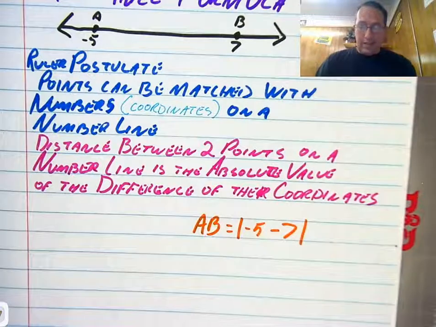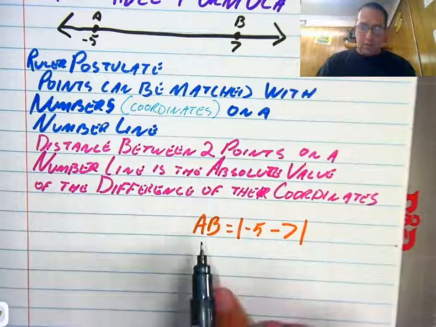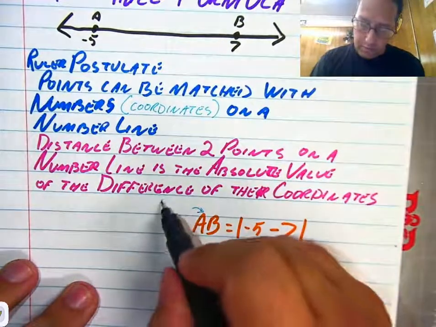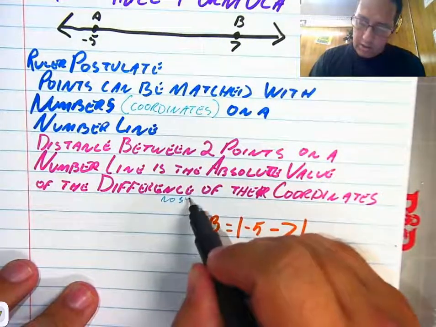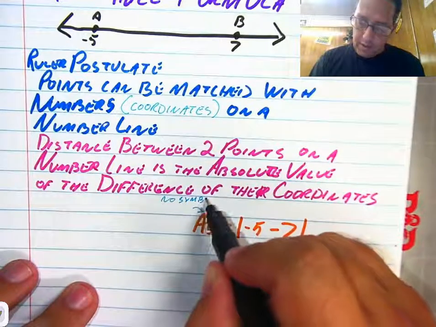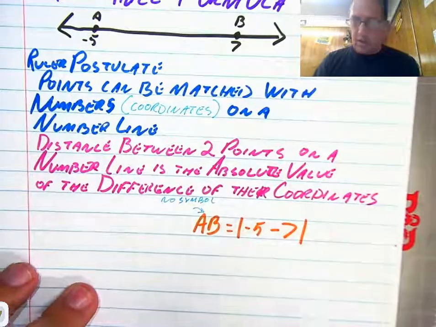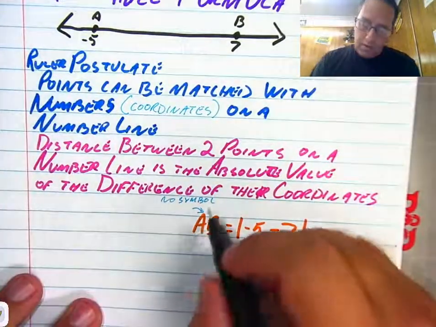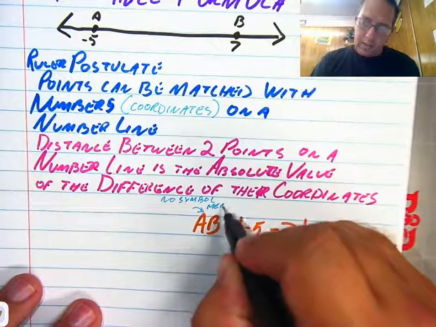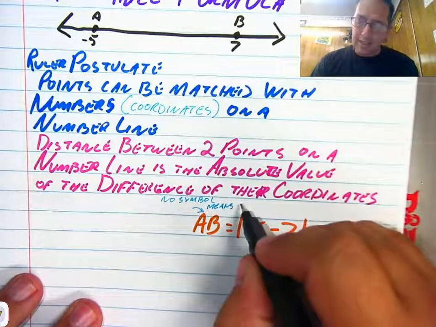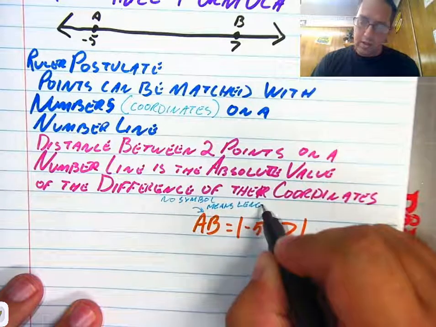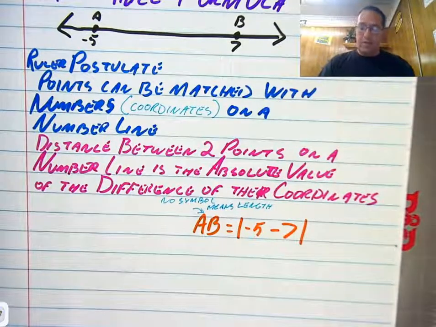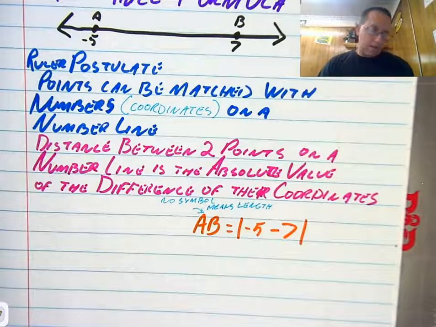Notice, real quickly, I did not put any kind of symbol above AB. There is no symbol here. If I have no symbol, that means I'm not talking about segment AB, I'm not talking about line AB, I'm not talking about ray AB. No symbol here means that what I am talking about is length. I want to know the distance from A to B. This is the length of segment AB.